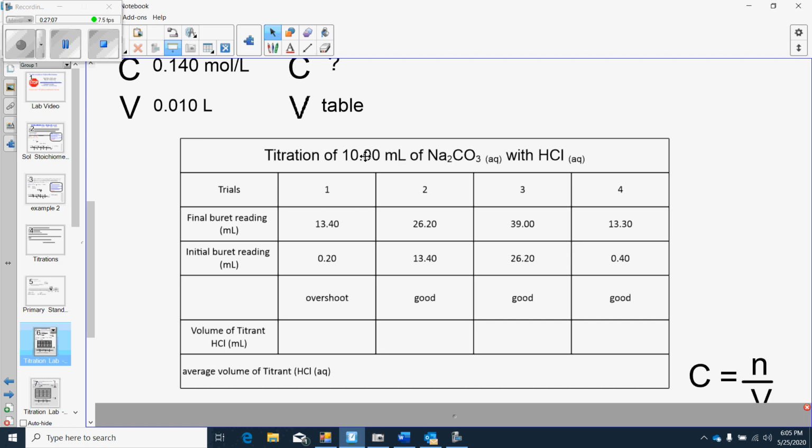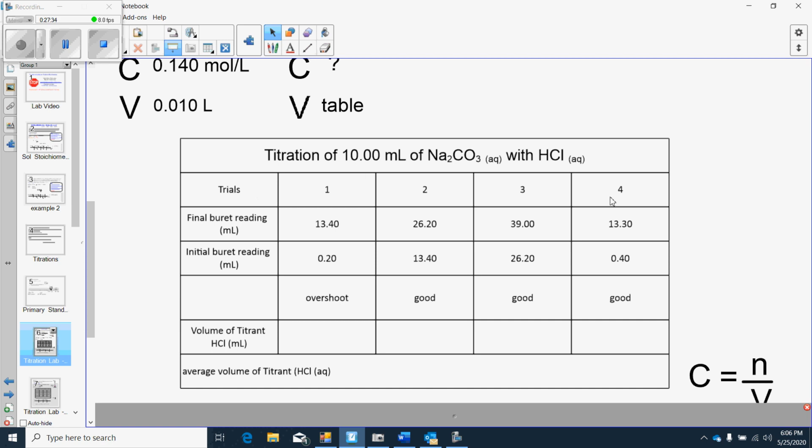It's really important to read the title of a data table, and that's because it's going to give you an indication of amounts and substances that you're using. So titration of 10 milliliters of sodium carbonate with HCl. Remember, with HCl means it's in the burette. It's telling us how much of the sodium carbonate. They might not mention that in the question, so read your table, title, to see what's happening.